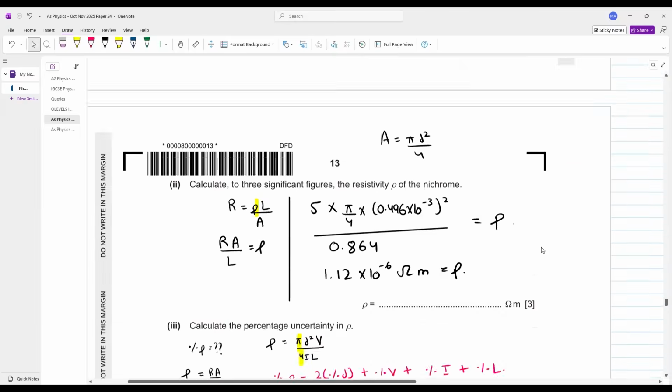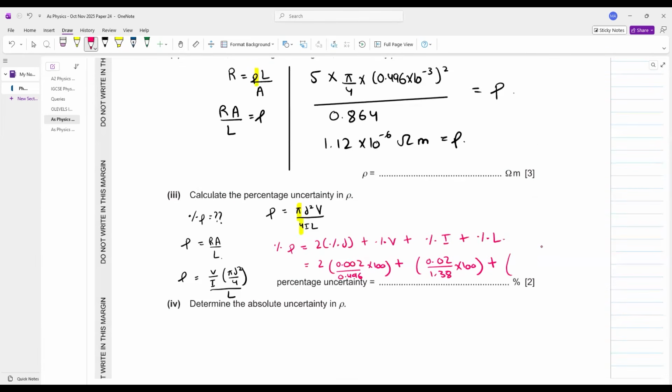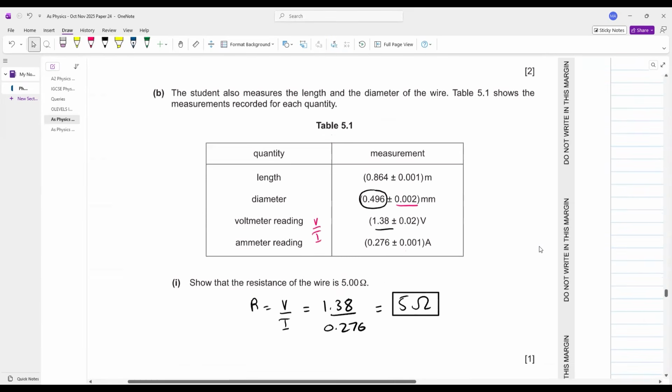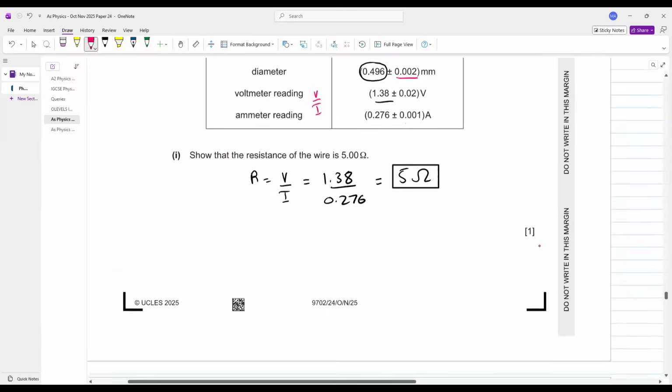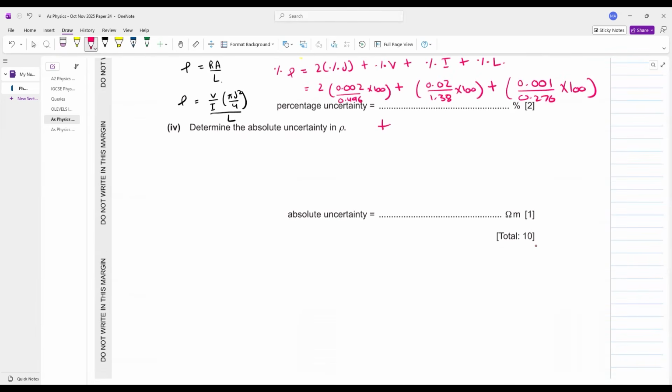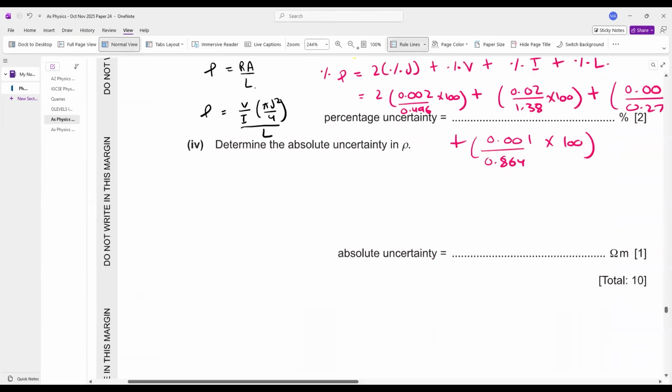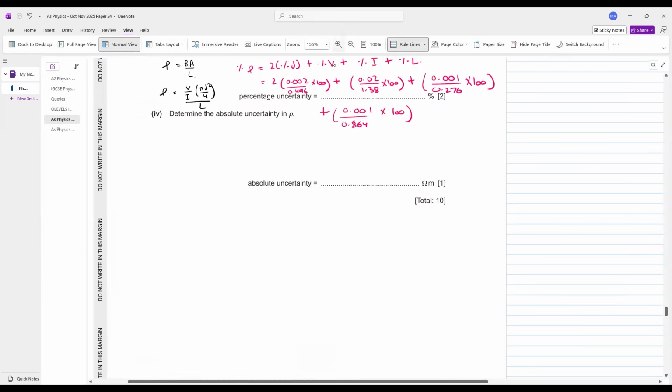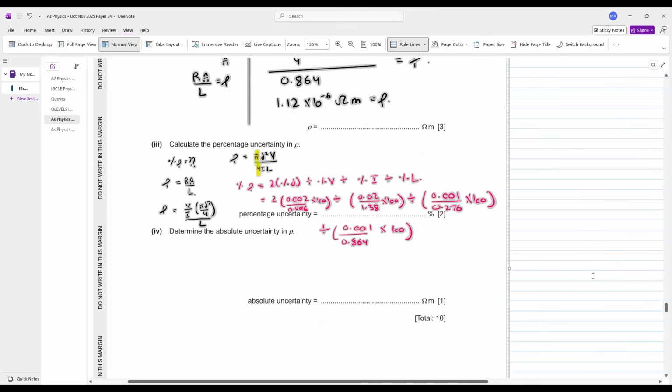How will you calculate the percentage uncertainty in current? 0.001 divided by 0.276, multiplied by 100. How will you calculate the percentage uncertainty in length? 0.001 divided by 0.864, multiplied by 100. Can you calculate the final answer of percentage uncertainty in resistivity? बेटा, resistivity के अंदर final percentage uncertainty निकाल सकते हो.